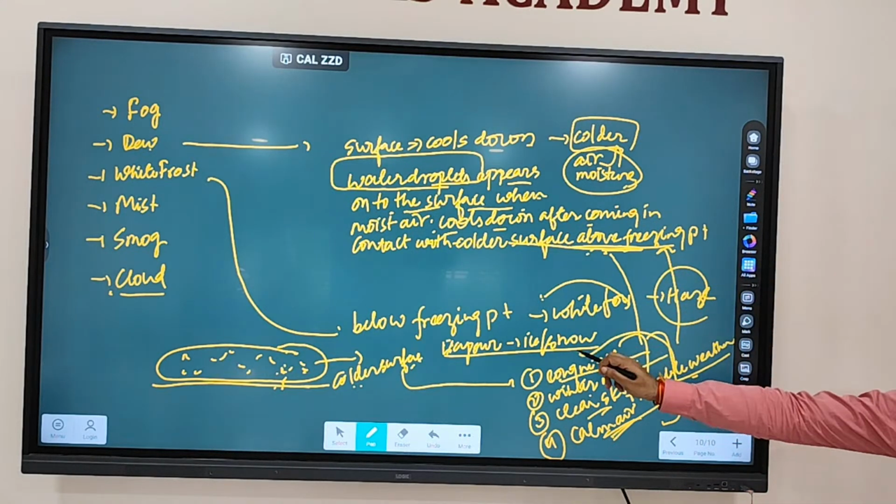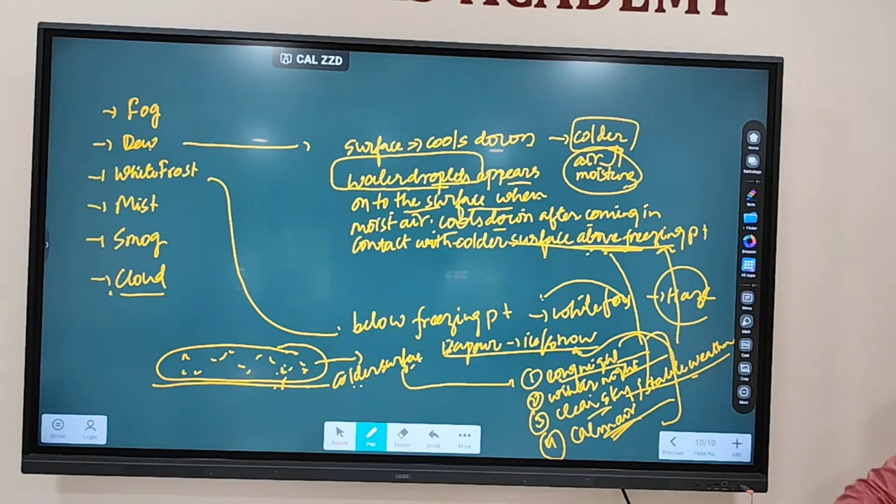If these conditions are there and condensation takes place below freezing point, then it is going to be called as what? Frost. Fine. Any doubt regarding this one?